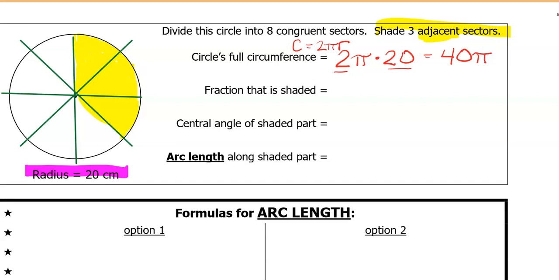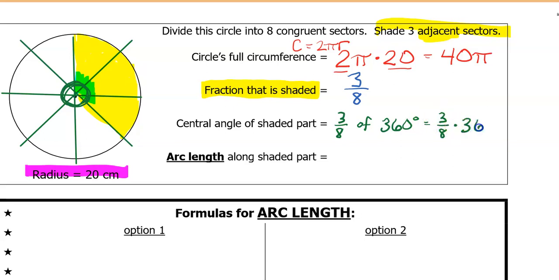The fraction that is shaded, well, this goes back to like elementary school. I split it up into 8 congruent sectors or slices. I shaded 3 of them, so I hope we know that we have shaded 3/8 of the circle. But then a newer thing, the central angle of the shaded part. We'll think for a second about how we would figure that out. The entire angle around here would be 360 degrees if I had the whole circle. But I have 3/8 of 360 degrees. So that's 3/8 times 360.